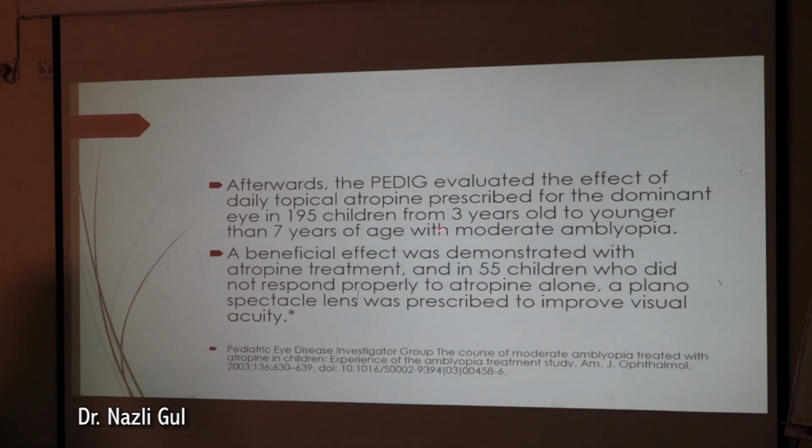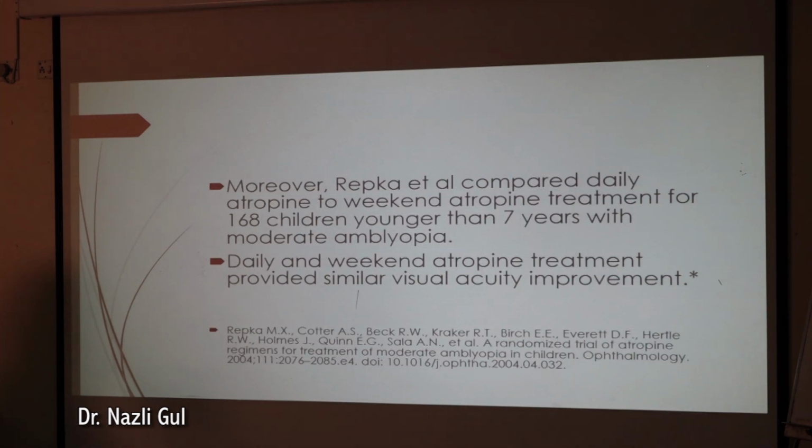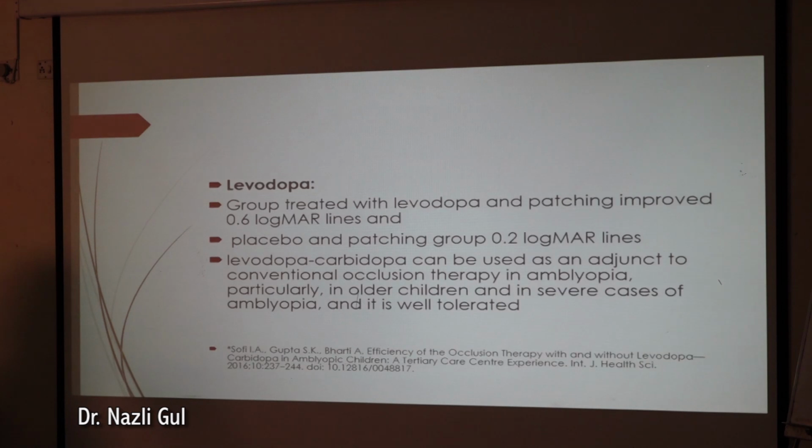Afterwards, PEDIG evaluated the effect of daily topical atropine prescribed for the dominant eye in children less than 7 years of age with moderate amblyopia, and a beneficial effect was demonstrated with atropine treatment. But in patients who did not respond to atropine treatment, they prescribed plano spectacle lenses to improve visual acuity. Moreover, Repka et al. compared daily atropine to weekend atropine treatment in children less than 7 years of age with moderate amblyopia, and both provided similar visual acuity improvement. So for moderate amblyopia, both work well.